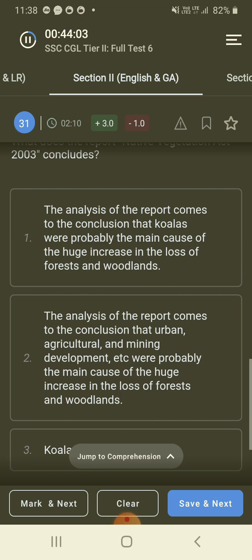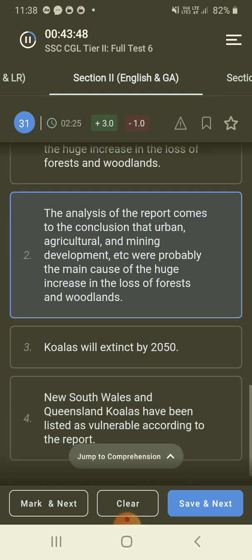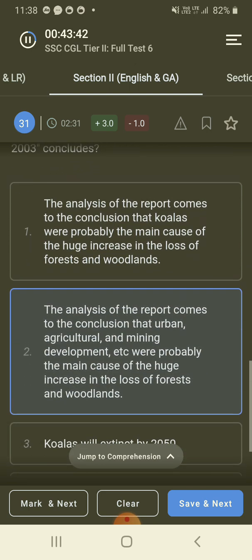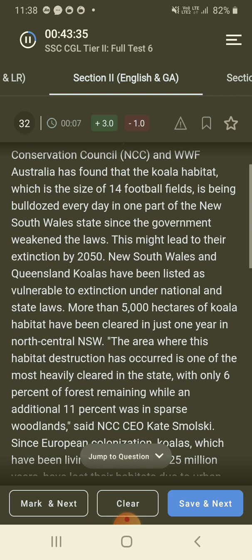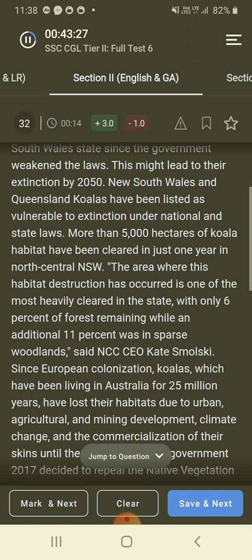The analysis of the report comes to the conclusion that urban, agriculture and mining development is a problem. This might lead to their extinction by 2050. New South Wales and Queensland have been listed as vulnerable to extinction under national and state law.